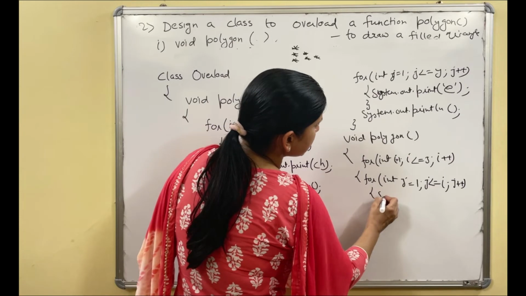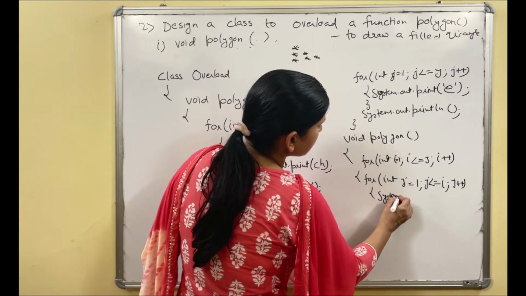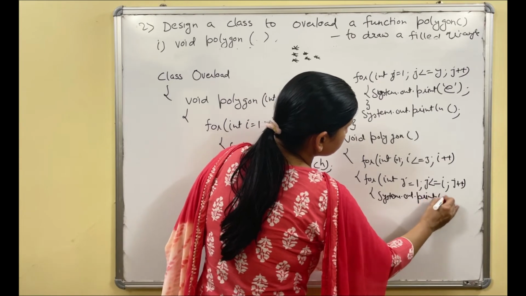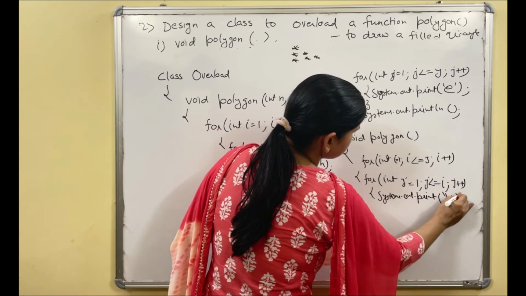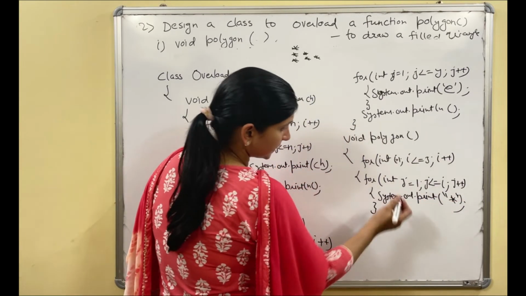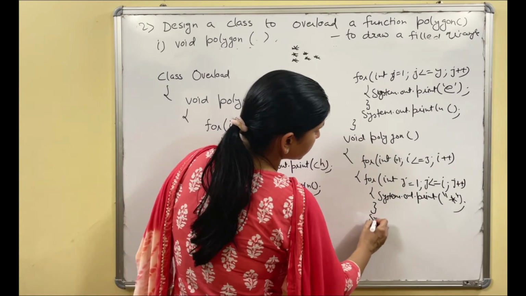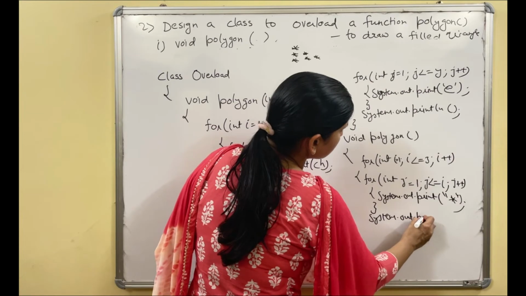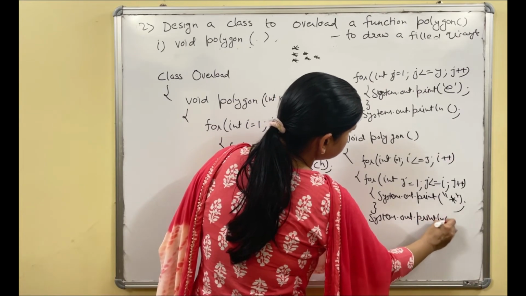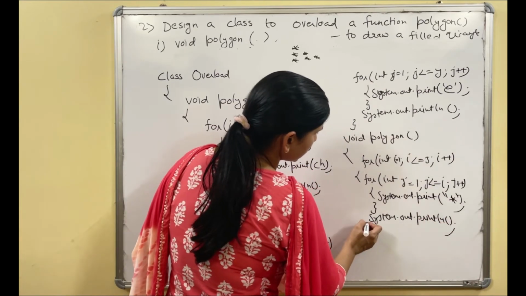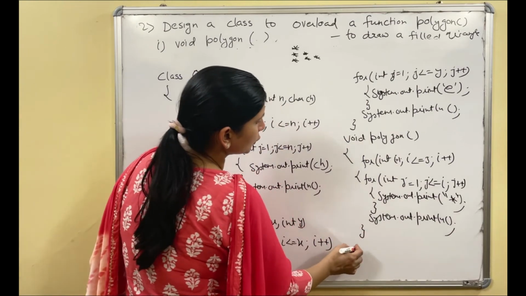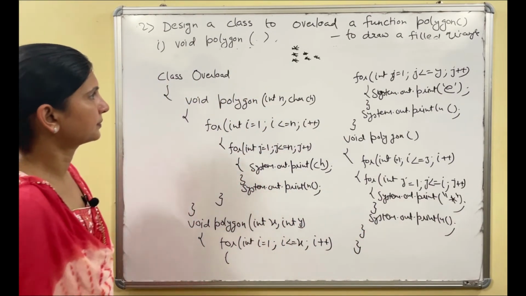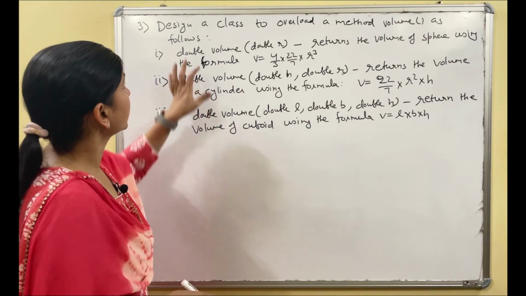And then we will display, what do we have to display? Asterisk. System.out.print asterisk. And when it comes out from the inner loop, the cursor should come to the next line, System.out.println. Fine. So now we will close the for loop and then we will close the function. So now let's see the third program.